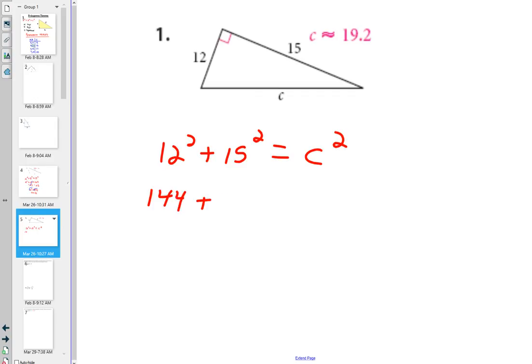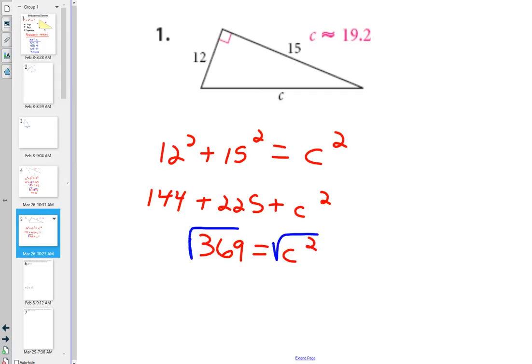144 plus 225 is equal to c squared. So that would be 369. Take the square root of both sides. Does that give you a decimal? Okay, so if you're being asked for a decimal, meaning the question would tell you to round, cool, write the decimal. But I'm assuming that if that time were to come, as long as you have a calculator and you know where to find your square root button, you'll be fine.